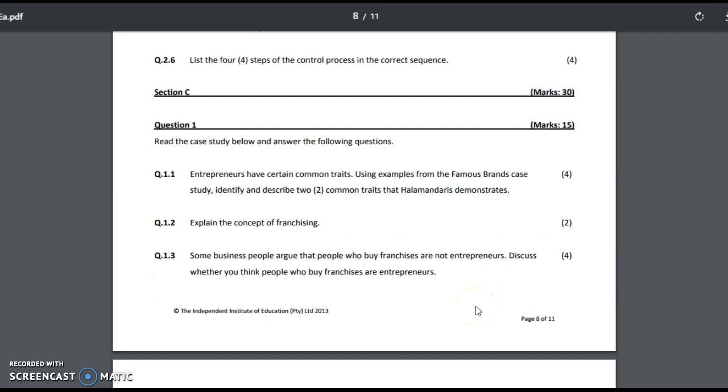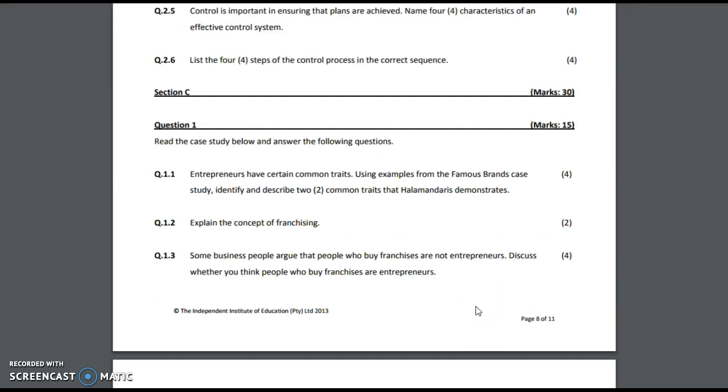Going on to section C in question 1, now we are dealing with a case study. So when you are reading the case study, make sure you make notes in the margins of what this information is going to be and what you could maybe include, examples and things like that.